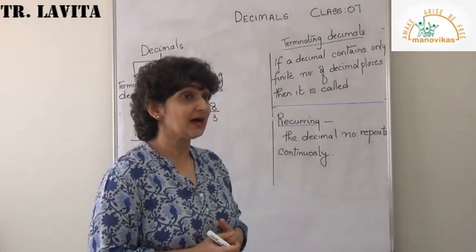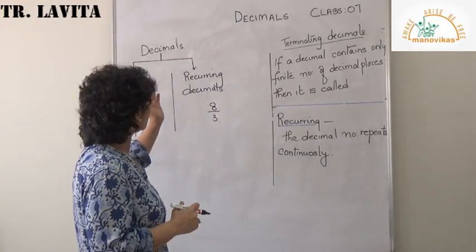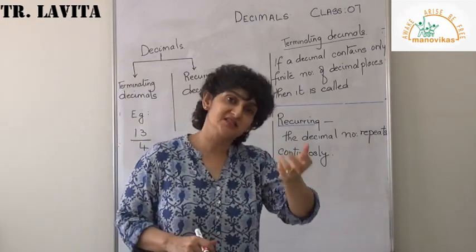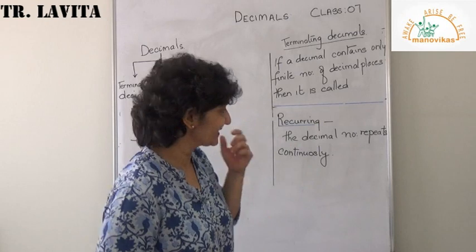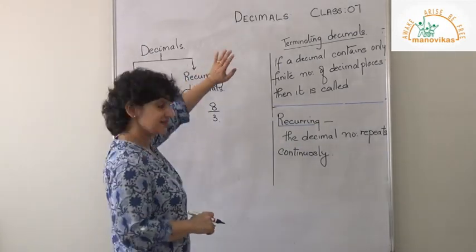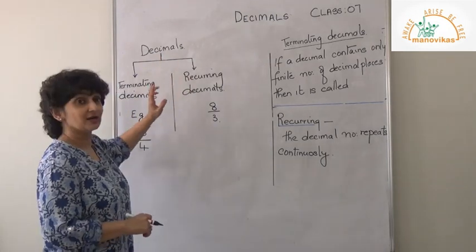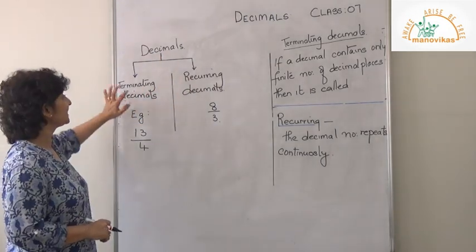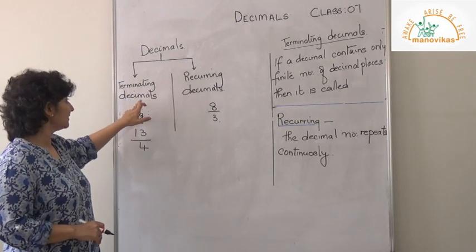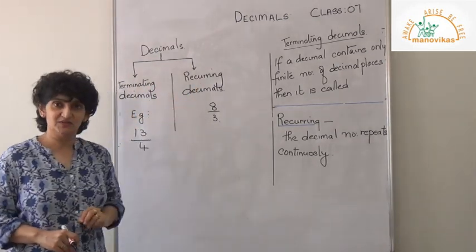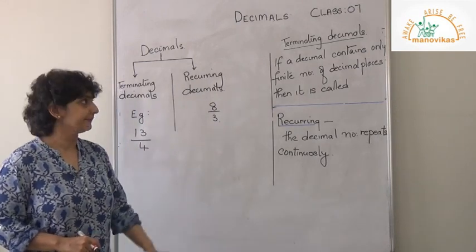Let's move on now to a new exercise. First, let's understand these terms before we begin with the exercise. This is in decimals itself. In decimals, there are two terms you need to understand: terminating decimals and recurring decimals. We have the definition there.